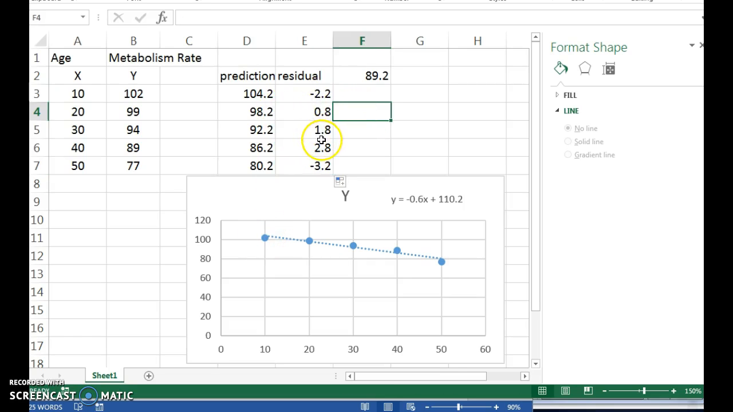And for any positive value, it means the point is actually above the line. The actual value is larger than the predicted value.